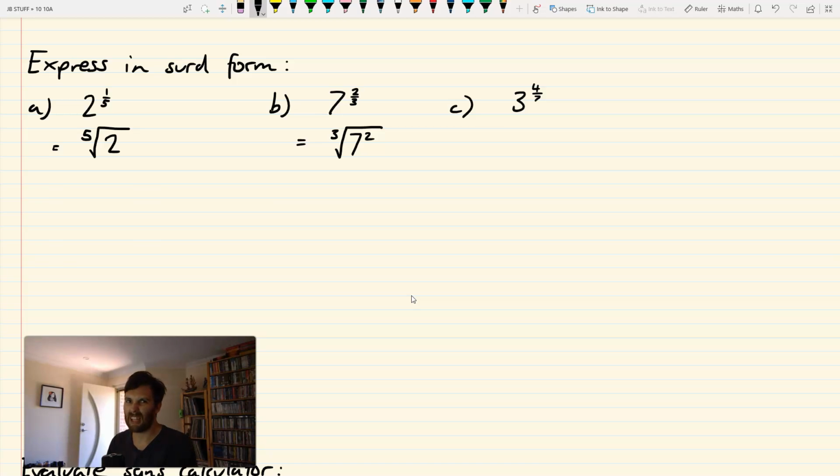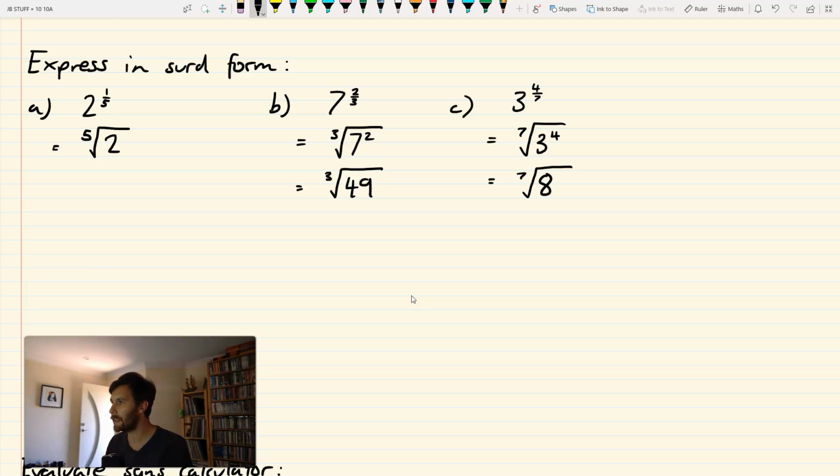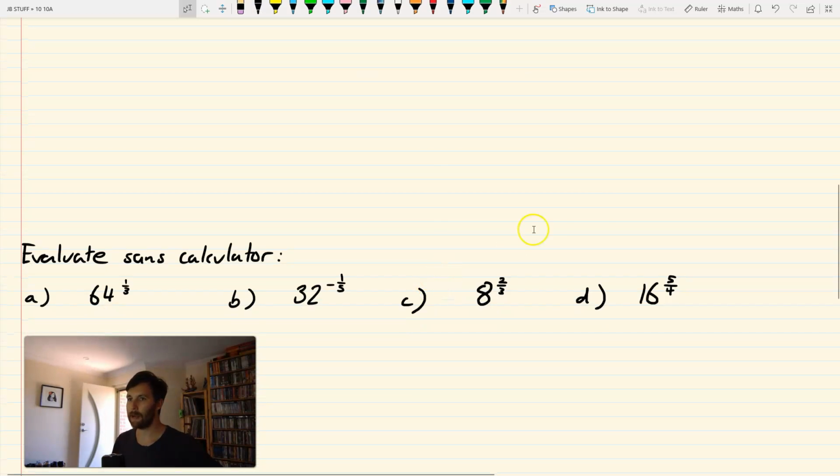We can make that a little bit easier to digest because 7 squared is pretty straightforward. So I'm going to leave that as the cube root of 7 times 7, which is 49. I'll do something similar for this next one. I've got the 7th root of 3 to the power 4. But 3 to the power 4 I can evaluate pretty easily. So I'm going to write this one instead as the 7th root of 81. Lovely. We're moving through at a bit of a pace today, which is good.